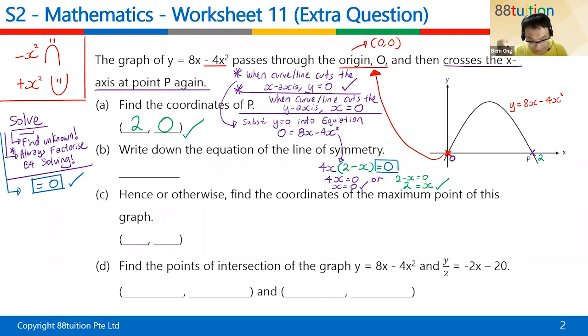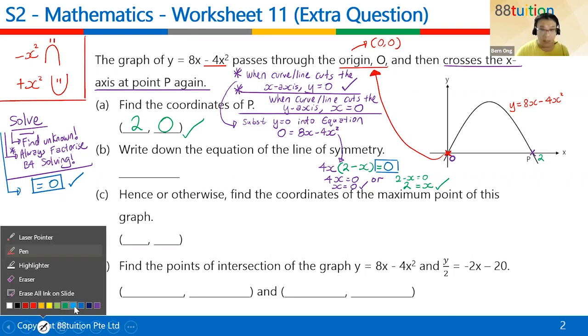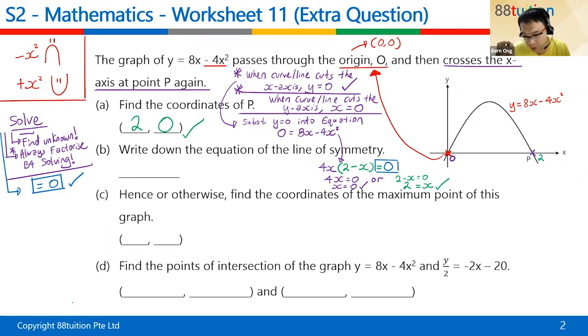Can? And down here, write down the equation of the line of symmetry. Maybe Sherman, what's the meaning of line of symmetry? Do you have any idea? Have you heard of this line of symmetry before, Sherman?